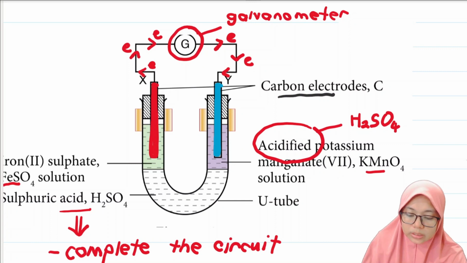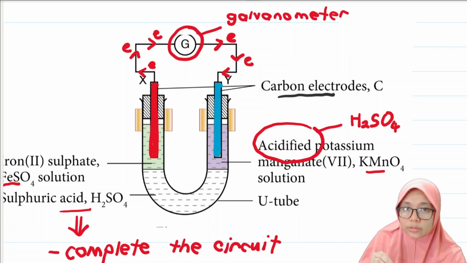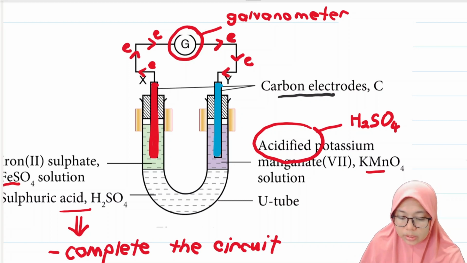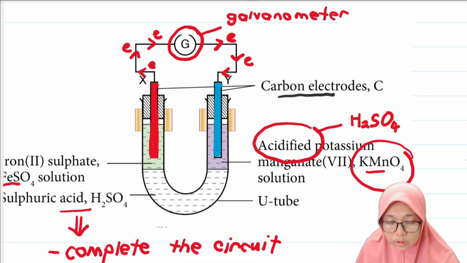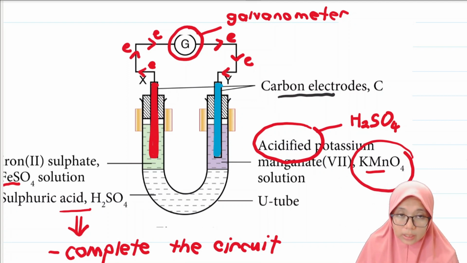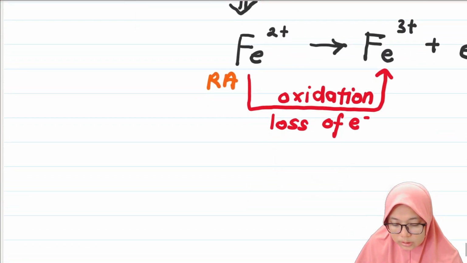So what happened is that, dekat bahagian Y tu, at Y electrode, a substance must be able to accept the electron released by iron 2 plus. So which ion can accept that electron? So we have to look at the formula of the solution that we use, which is potassium manganate solution. So let me finish this first.